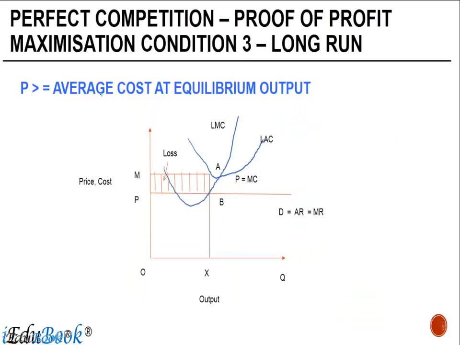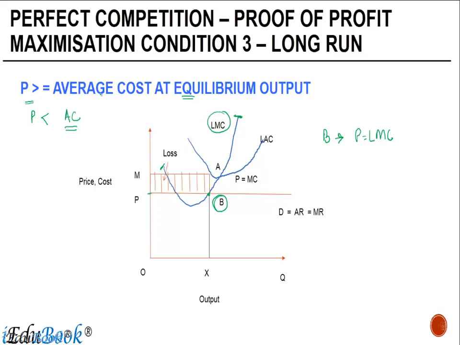So we will prove this point by contradiction, which means that, let's say for example, assume for a minute that the price is less than the average cost at equilibrium output. In this example also, at point B, the price is equal to the marginal cost. This is the long-term marginal cost curve which we have, right? Here the price is equal to the long-term marginal cost curve at point B, right?